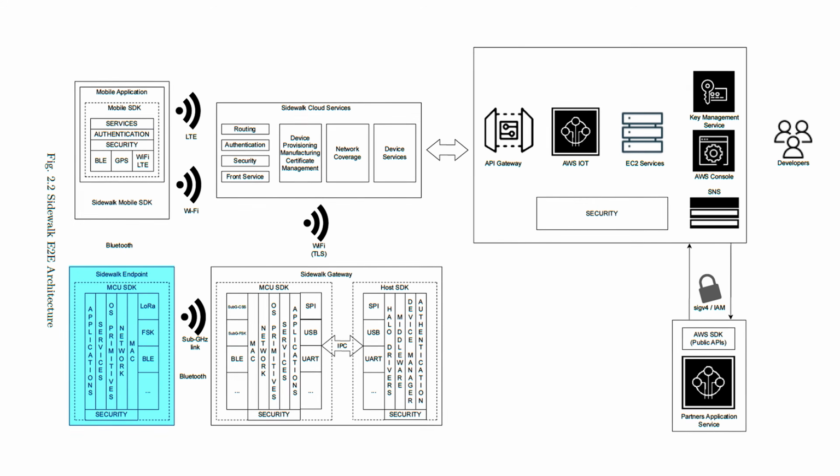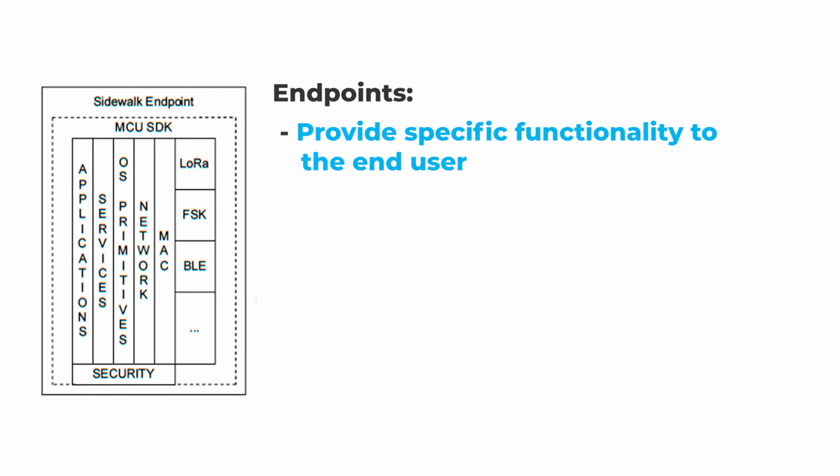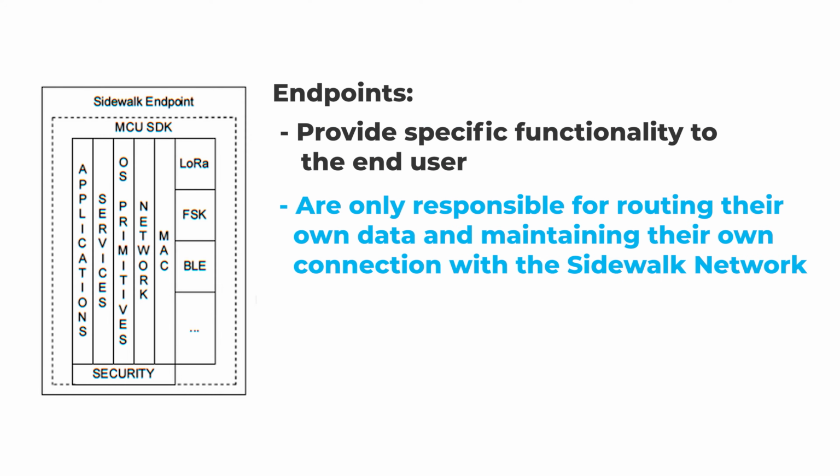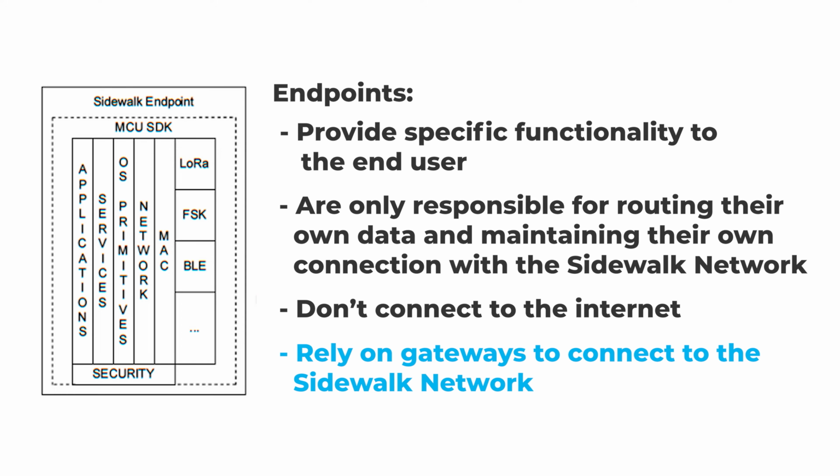Finally, let's talk about endpoints. Remember, endpoints are things like sensors, door locks, and trackers. Essentially, they provide specific functionality to the owner. They are only responsible for routing their data and maintaining their own connection with the Sidewalk network. They also don't connect to the internet themselves. Instead, they rely on the gateways to connect to the Sidewalk network.